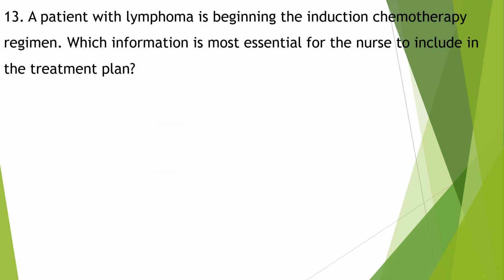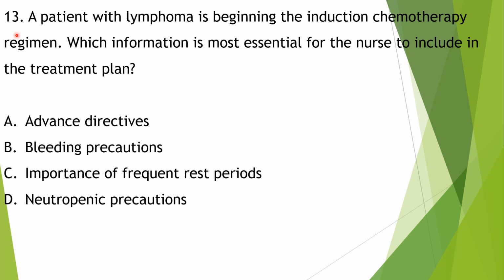The patient with lymphoma is beginning the induction chemotherapy regimen. Which information is most essential for the nurse to include in the treatment plan? Advanced directives, bleeding precautions, importance of frequent rest periods, neutropenic precautions. So here the patient is on chemotherapy, so neutropenic precautions is the most important. The patient may become neutropenic secondary to chemotherapy, and sepsis and death can occur rapidly in a patient with neutropenia.